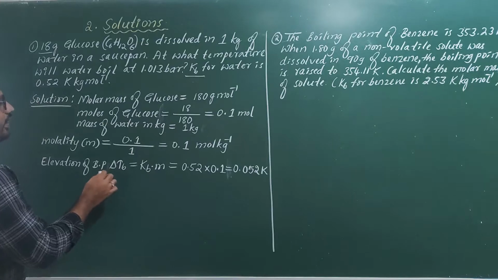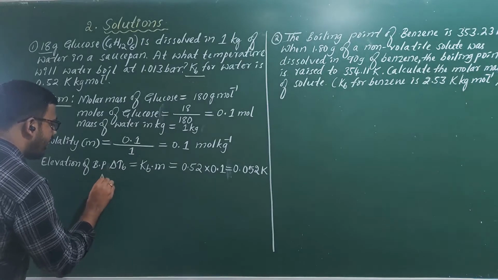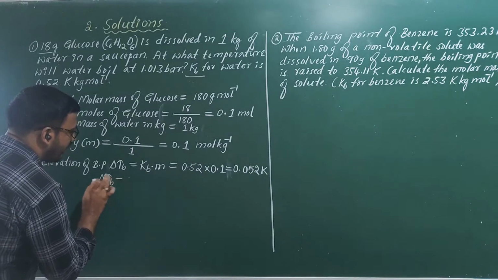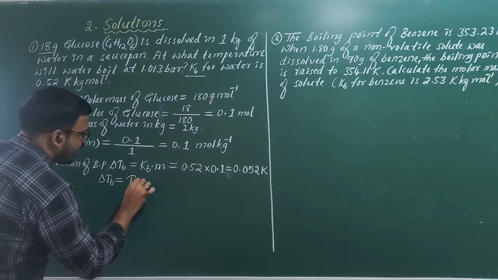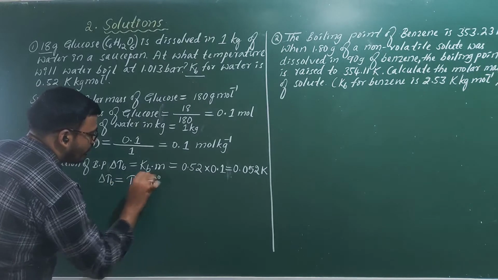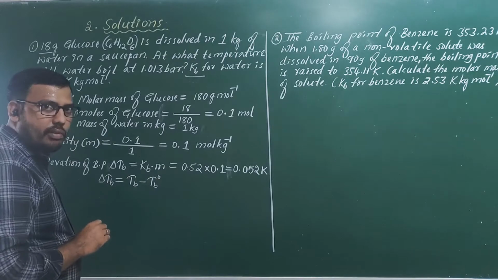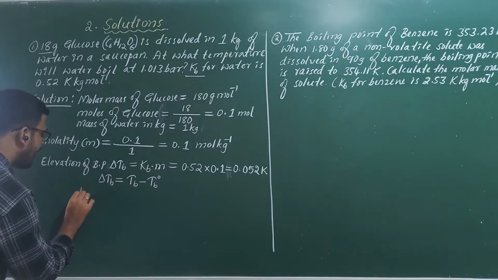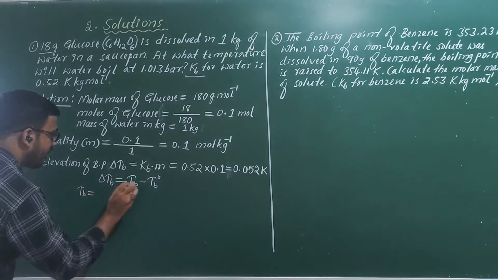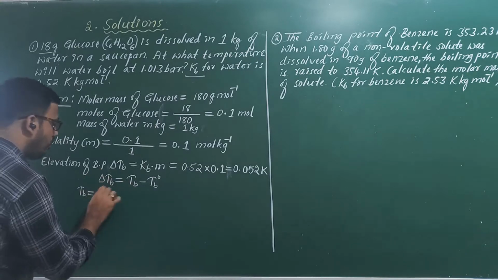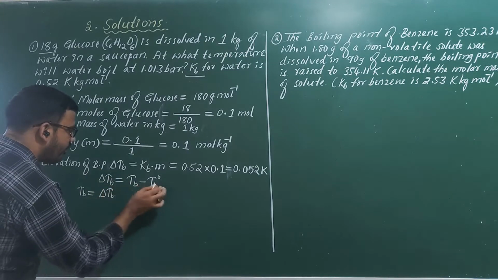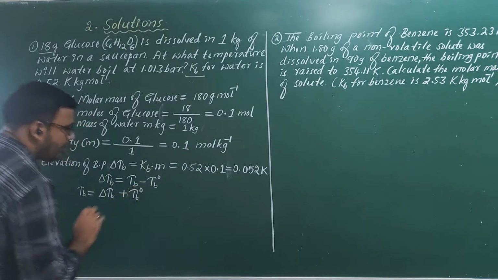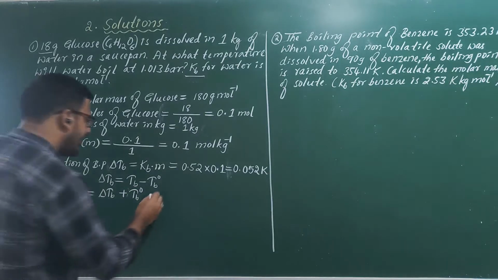Okay, so next let us calculate the boiling point of the solution. We know that delta TB is equal to TB minus TB naught. So what do I need to calculate now? I want TB. So TB stays as it is, TB is equal to delta TB, this minus becomes plus, delta TB plus TB naught.